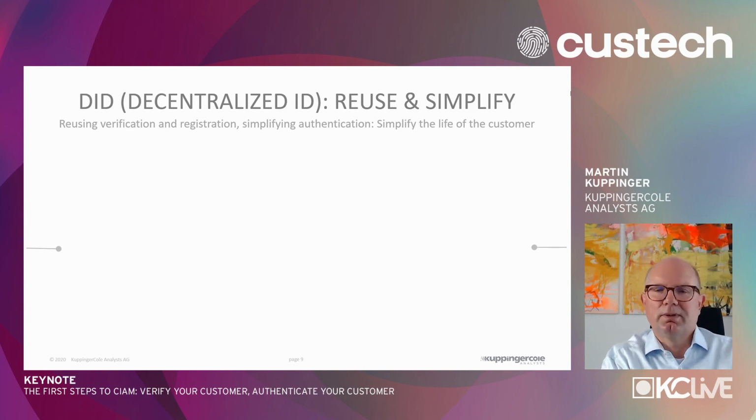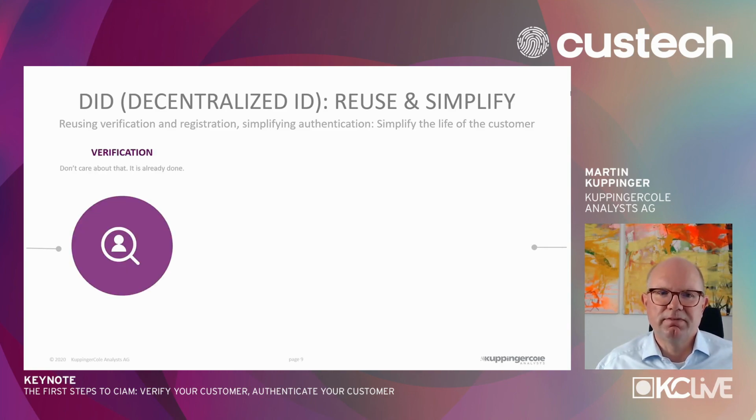So at KuppingerCole, probably more than 10 years ago, we talked about concepts such as what we call life management platforms. And there's a lot of similarity to what is here in decentralized ID. Blockchain ID was a hot topic some 3, 4, 5 years ago. A lot of this led to what we see today in decentralized identities. So the idea is then to reuse the verification and registration to simplify authentication.